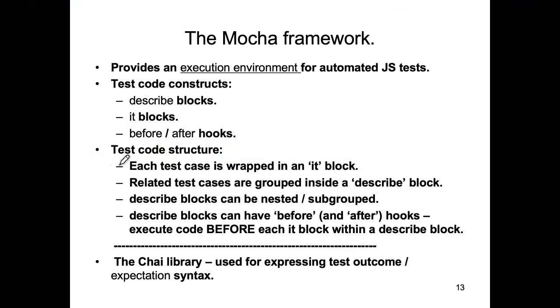The way you use these constructs is, each test case is wrapped inside an it block. A test case is effectively one given-when-then pattern that I talked about the last day. So each test case, you encode that, or wrap that, inside one of these it blocks. Then if you've got a group of it blocks that are related, for example a group of test cases associated with one method of a target class, then you would group those it blocks inside a describe block.